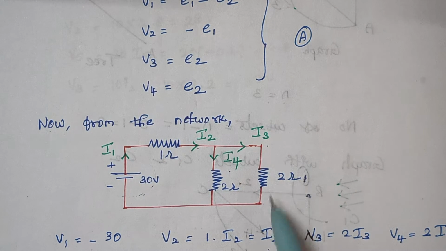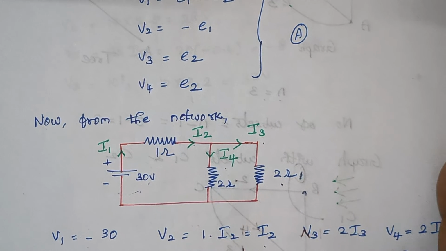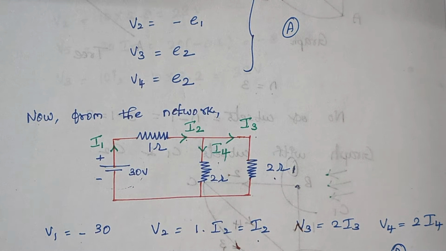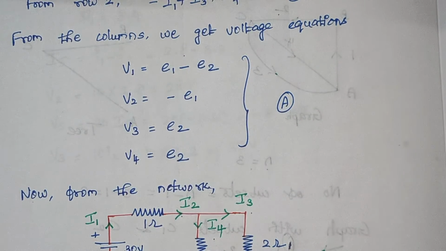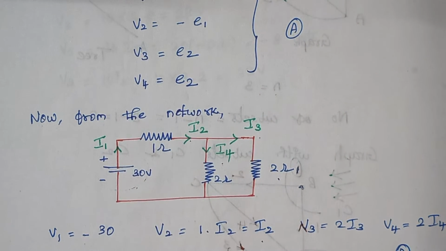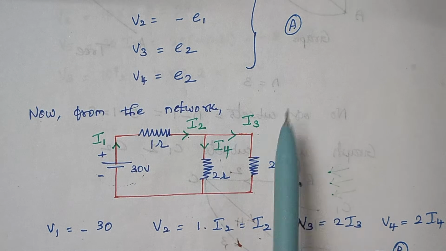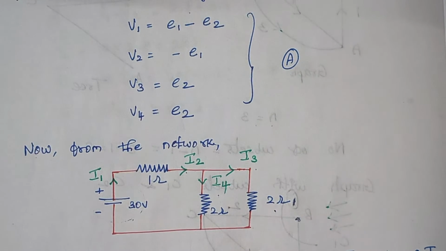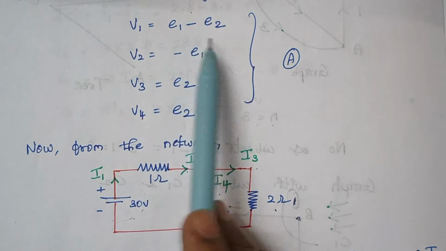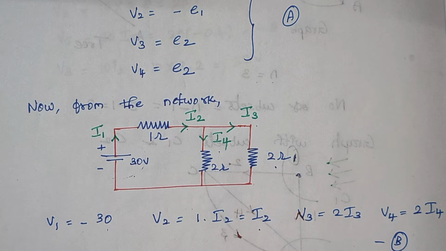Now what is V3? V3 is nothing but 2 into I3, and V4 is nothing but again 2 into I4. So let this set of equations be A and these equations be B. Now we have A and B. Now we are going to combine these A and B equations, because here we have V1 as E1 minus E2 and here the same V1 is equal to minus 30. Now we are going to combine.